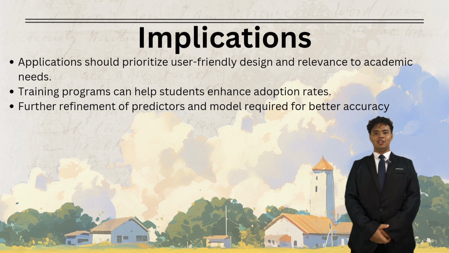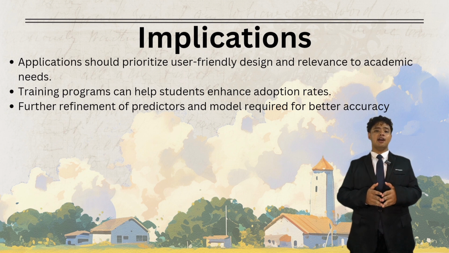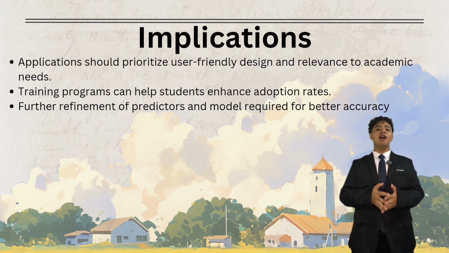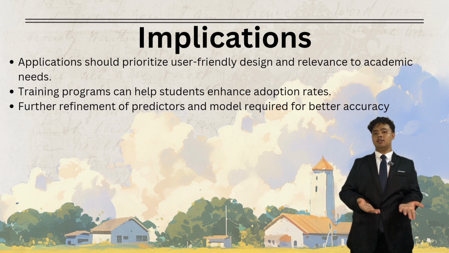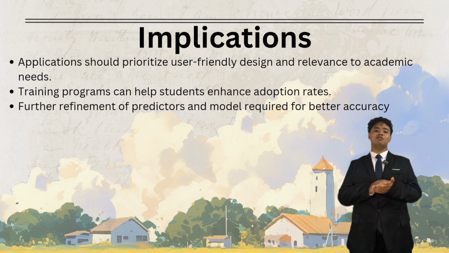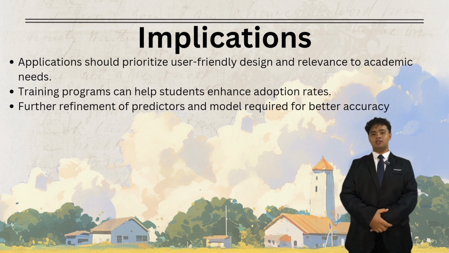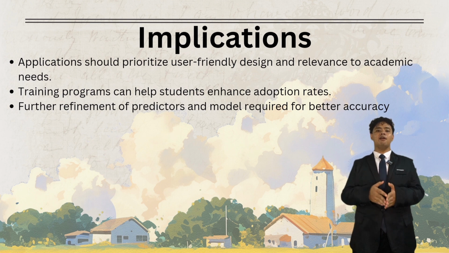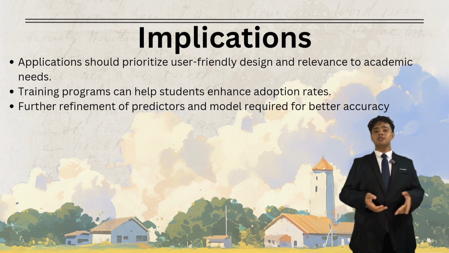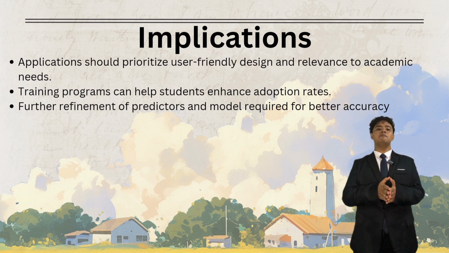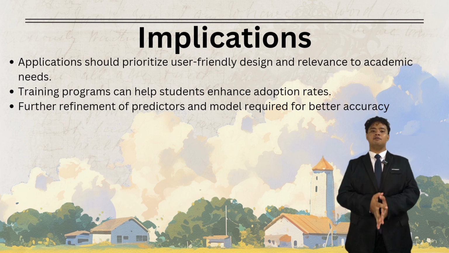Let's move on to the implications of our findings. Firstly, the results emphasized that applications should be prioritized with user-friendly design and ensure relevance to academic needs. They will not only enhance usability but also increase adoption rates among students. Secondly, we identify the importance of training programs. By offering targeted training, students can better understand and utilize the design application, leading to improved acceptance and effectiveness.